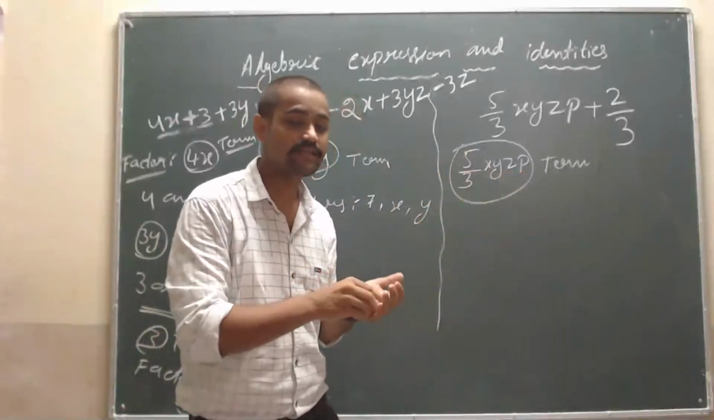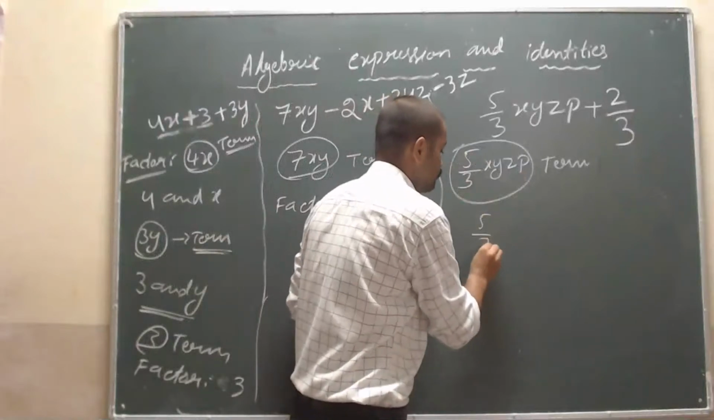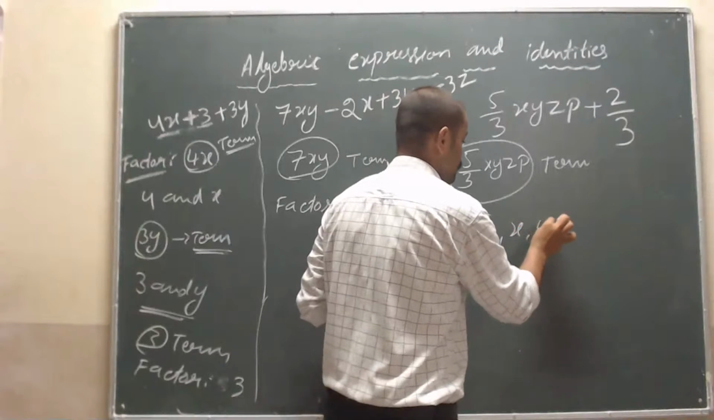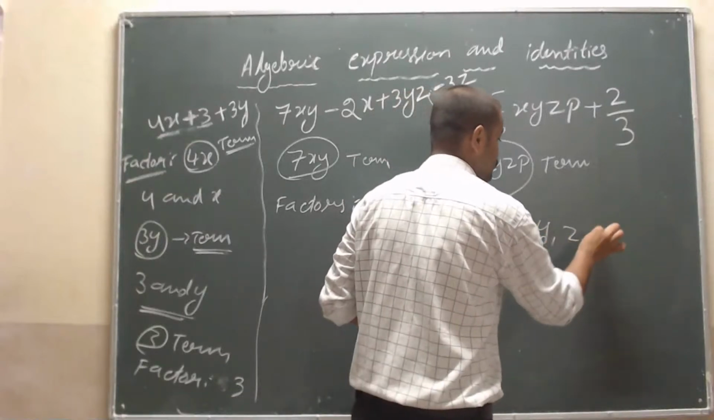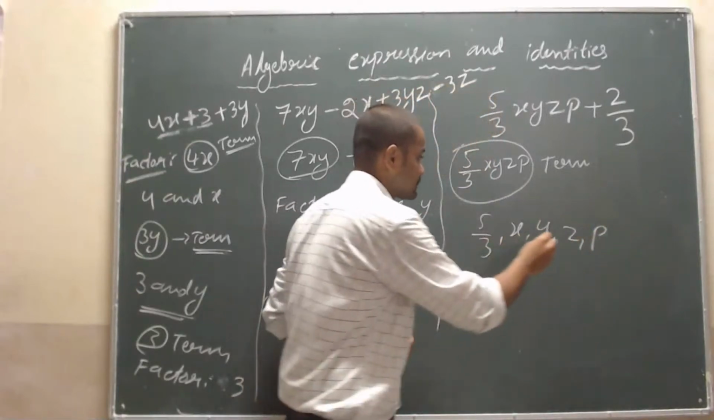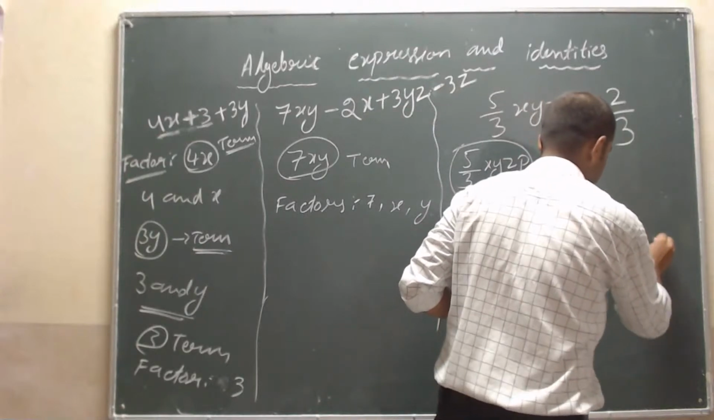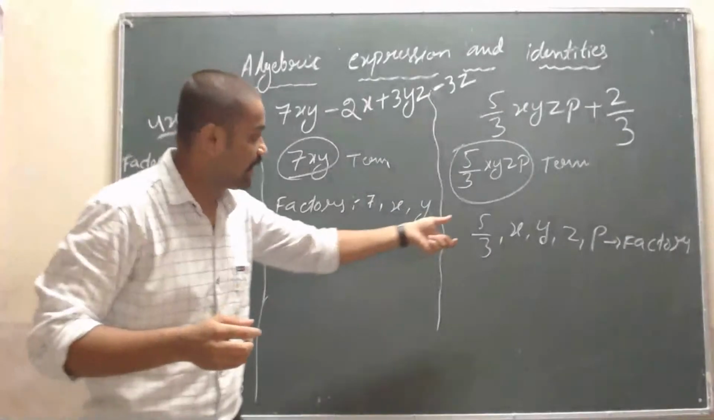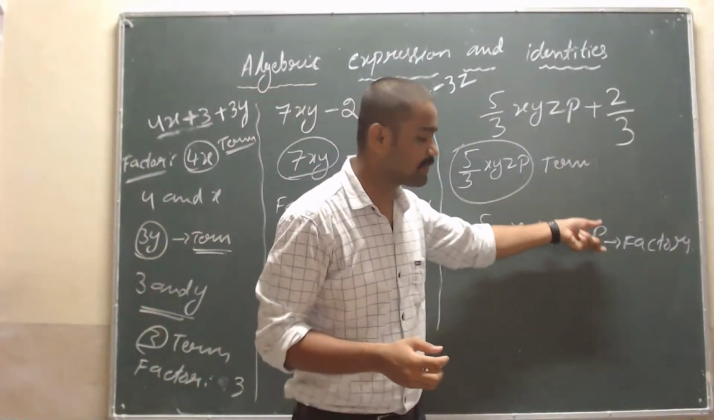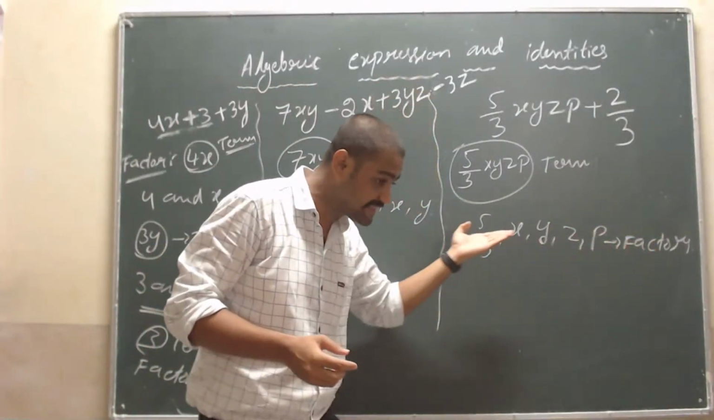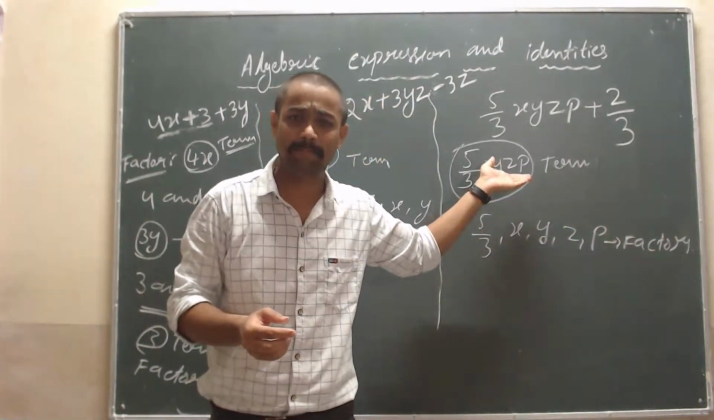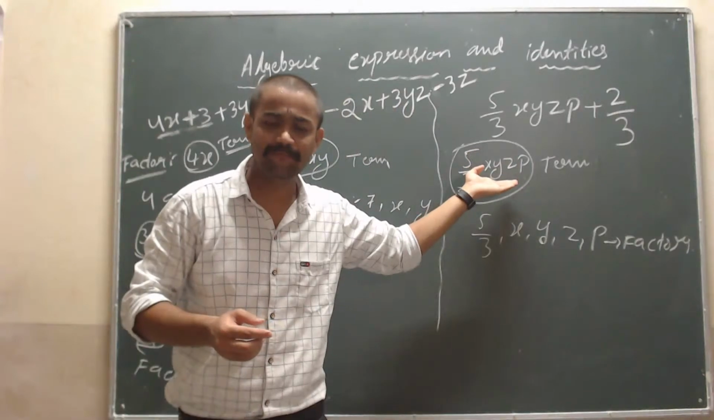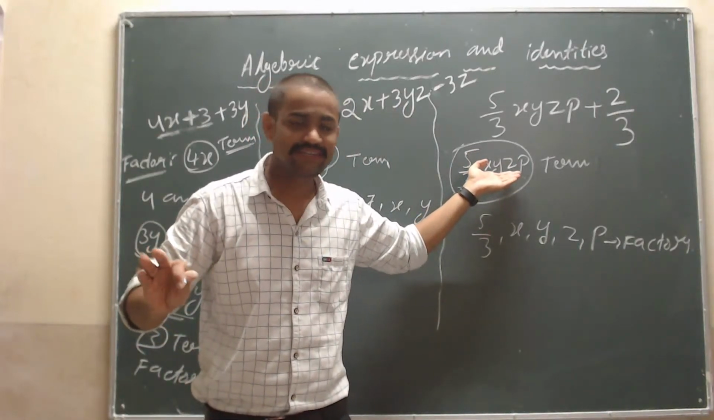What are the factors? See here. Factors are 5/3, x, y, z and p. These are the factors, and the product of these factors will give us a term. Clear, students? Then take one more.